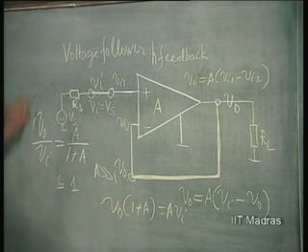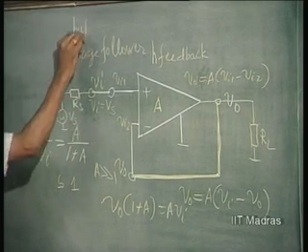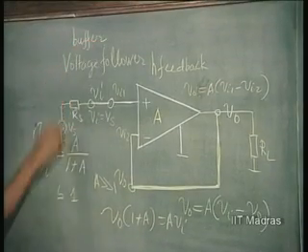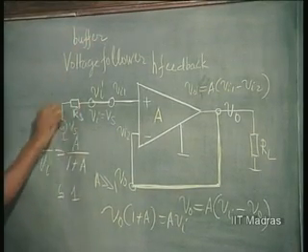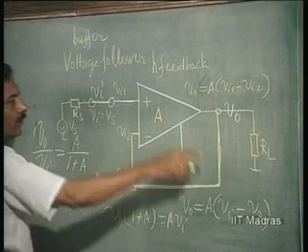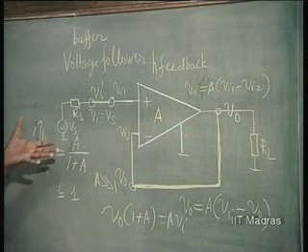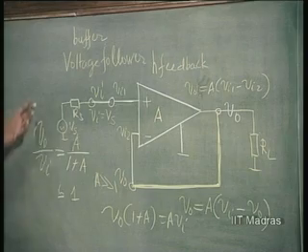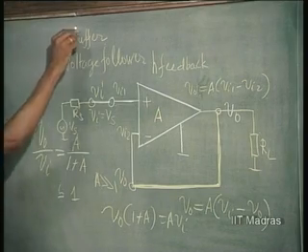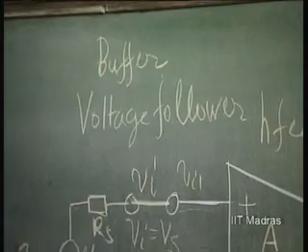So, that is why this is normally used as a buffer stage between the transducer, which has maybe high impedance, and the load, which may be a pretty low value. So, this is an important application of the voltage follower, which is also called a buffer stage.